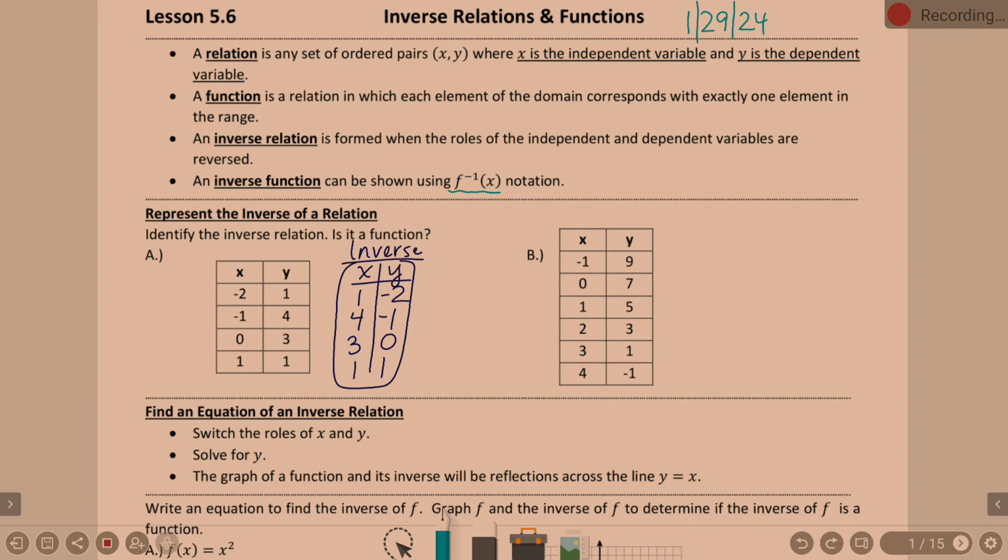Negative 2 goes with 1. Does it go with anything else? Negative 1 pairs with 4. Does it go with anything else? 0 pairs with 3. 1 pairs with 1. Do they pair with anything else? So is this original piece a function? Yeah. Each x value pairs with one y value. You might remember just saying the domain does not repeat. General rule of thumb is if your x values don't repeat, it's probably a function. If you have an x value repeating, I just said that backwards, didn't I?